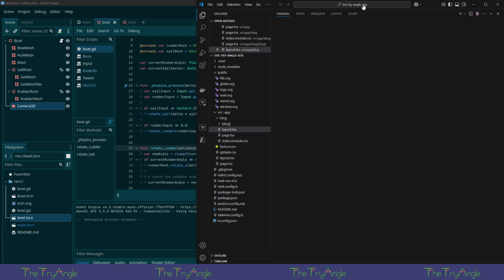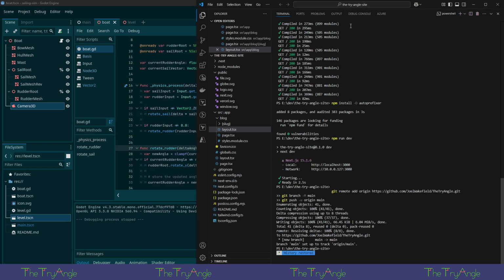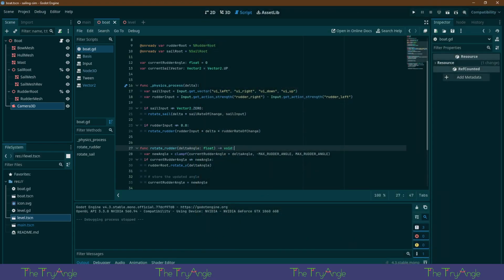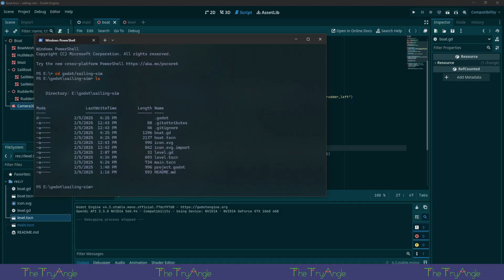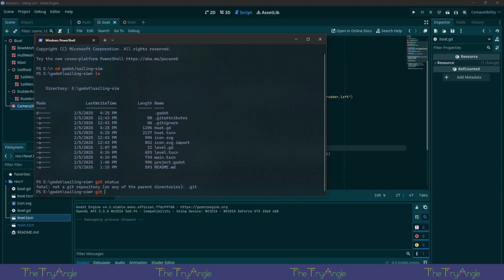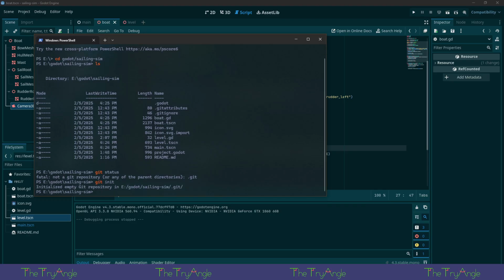I should. Let's see. That's the website. Let's open up our terminal here. Godot. What do we call this one? Sailing sim, right? Yep. All right. So we have a gitignore. I think you still have to do git init. Yeah. Okay. Cool.